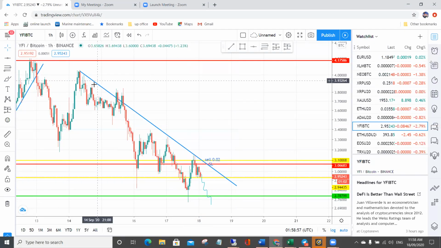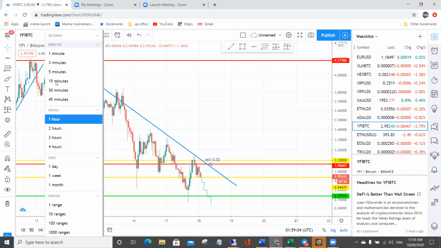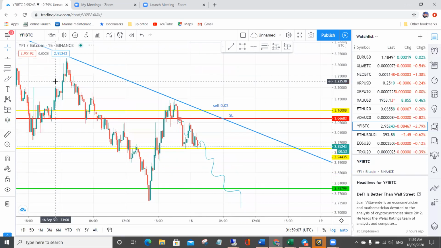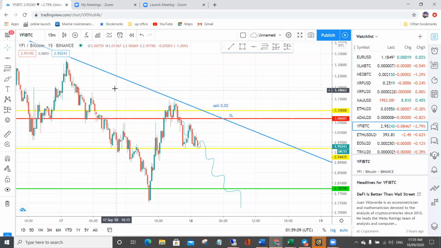Okay, so I'm on the 1 hour time frame, and you can quite clearly see that that is a downtrend. Now, let's go down to the 15-minute chart. So, this was this morning when I woke up. I just brought up this chart to have a look.